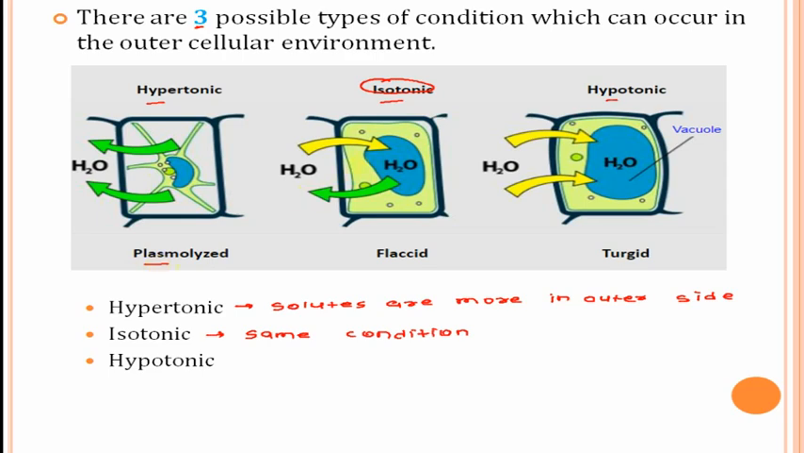Now, when we go for the isotonic condition, the cell doesn't face any difficulties and it is in the same condition. So that cell is called a flaccid cell.